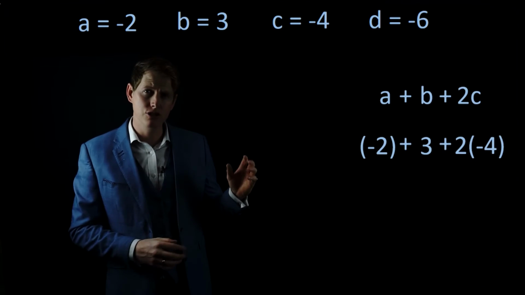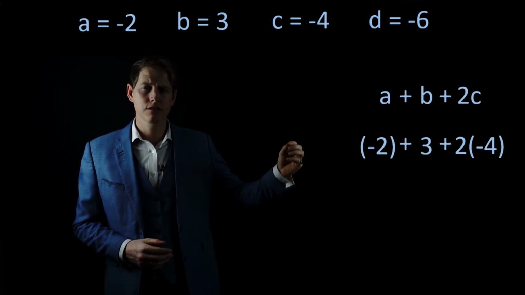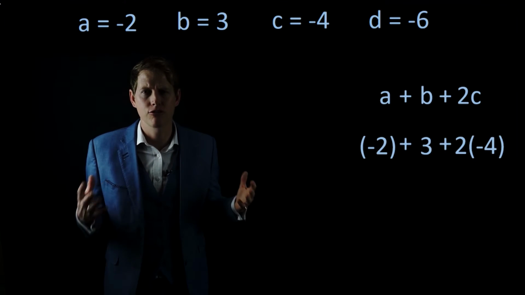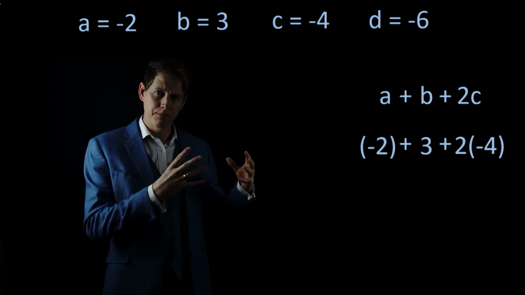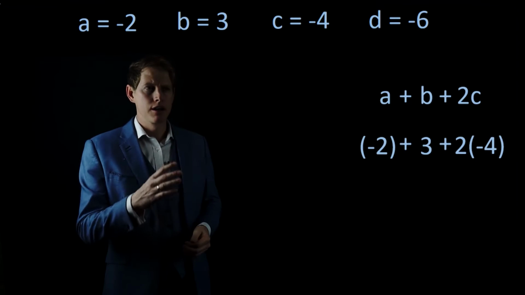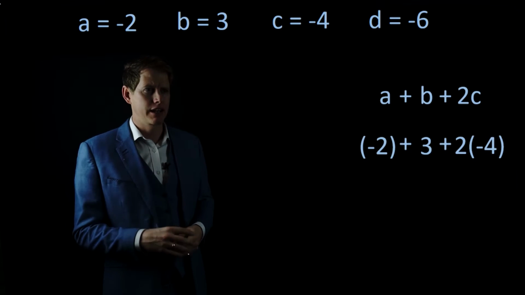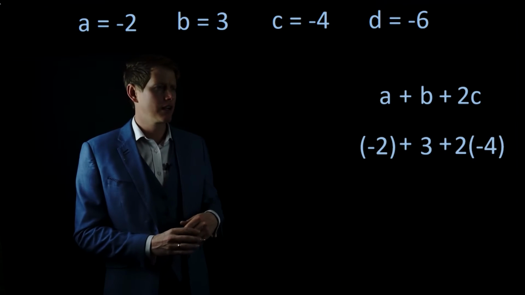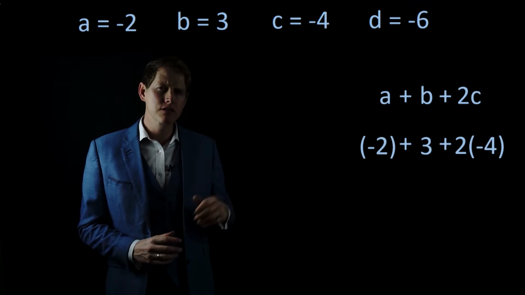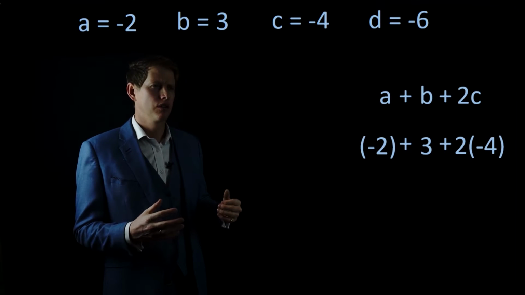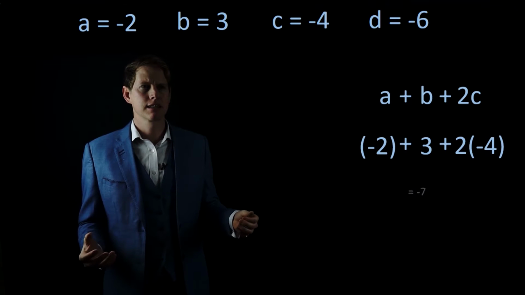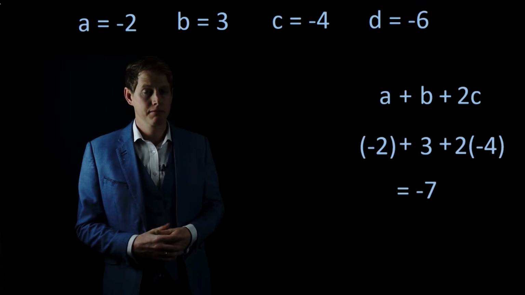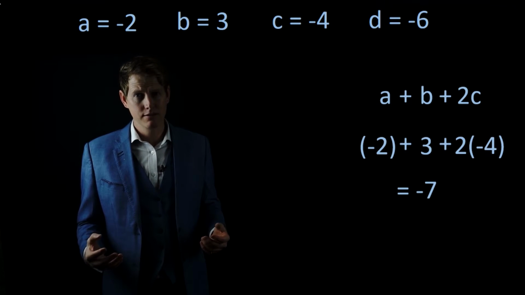So do you see how I've written 2, open brackets, minus 4, close brackets? Well, that reminds me that I need to multiply those two values. It's 2 times minus 4. So we're going to simplify that. So that gives me minus 2 plus 3. 2 times minus 4 is minus 8. So minus 2 plus 3 is 1. Minus 8 is minus 7. Pretty straightforward, right?